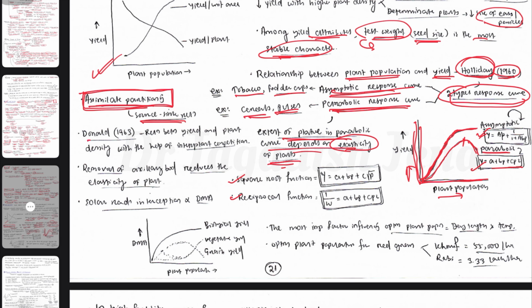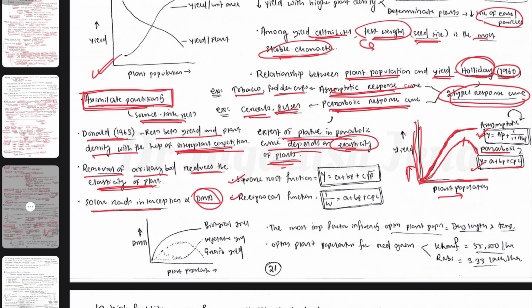Now, Donald in 1963 proposed a relationship between yield and plant density with the help of interplant competition. Removal of axillary buds reduces the elasticity of the plant. Solar radiation interception is directly proportional to dry matter accumulation. So what does it mean? The more solar radiation we can intercept, the more dry matter we can get.